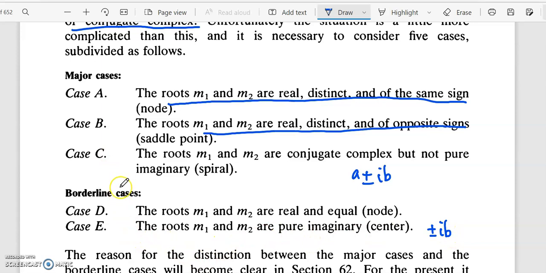So these are the different cases where we will get the different types of critical points depending on the roots of the auxiliary equation.